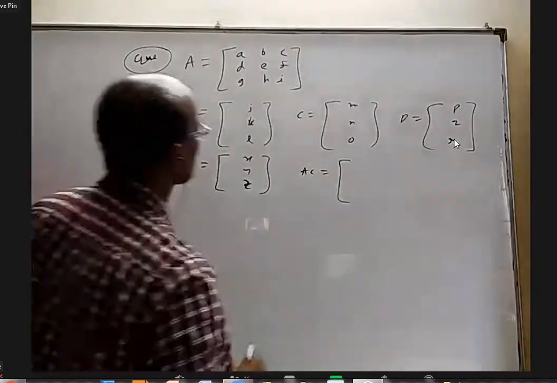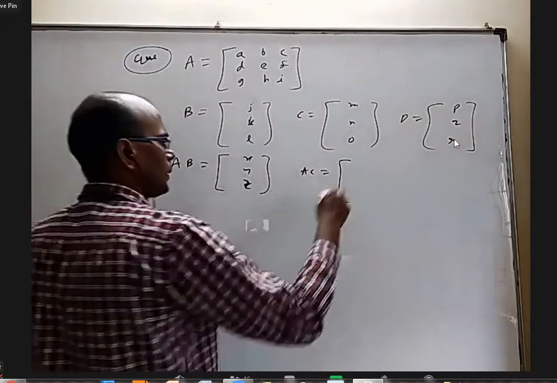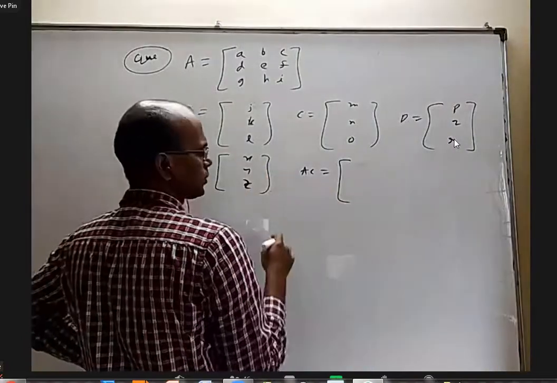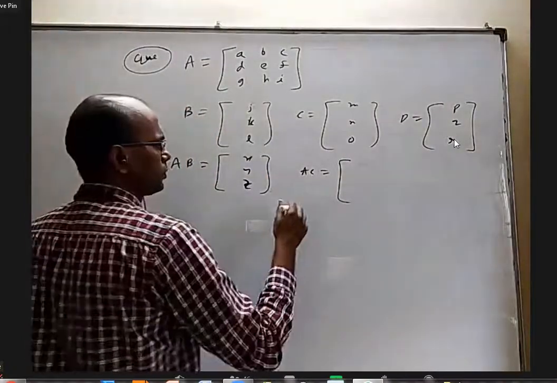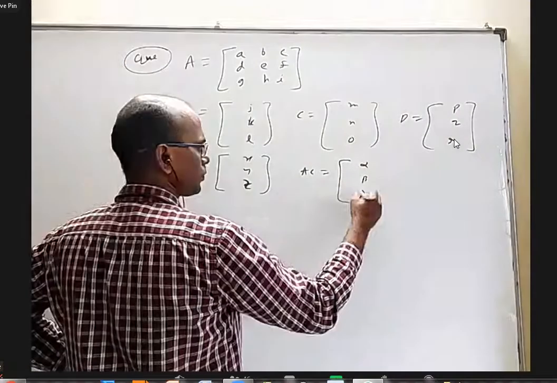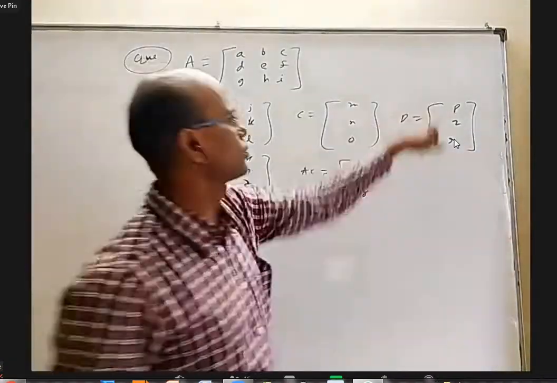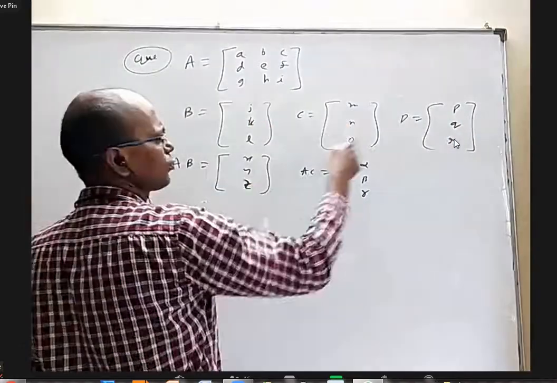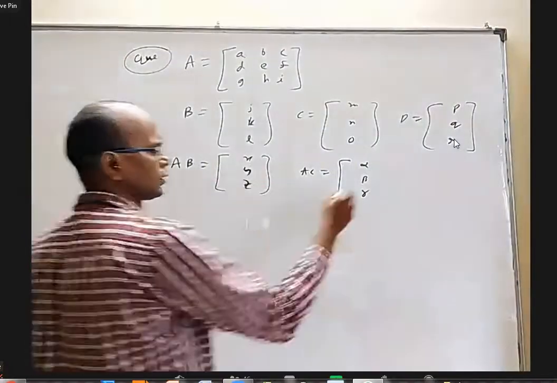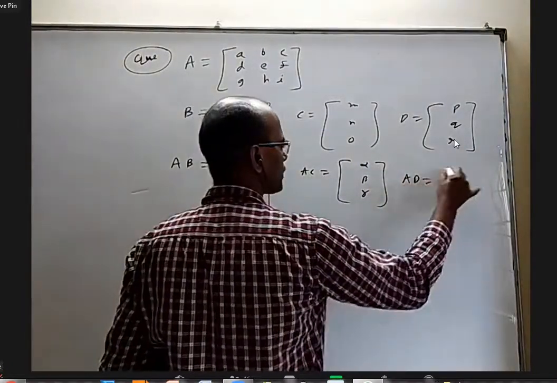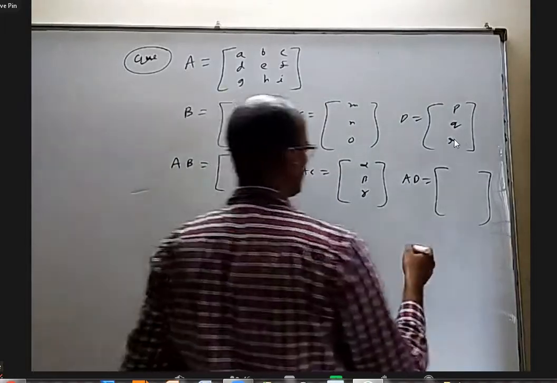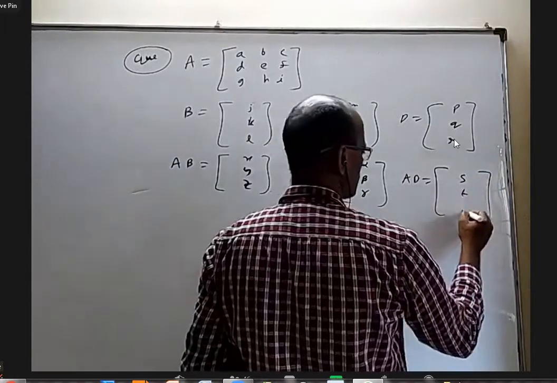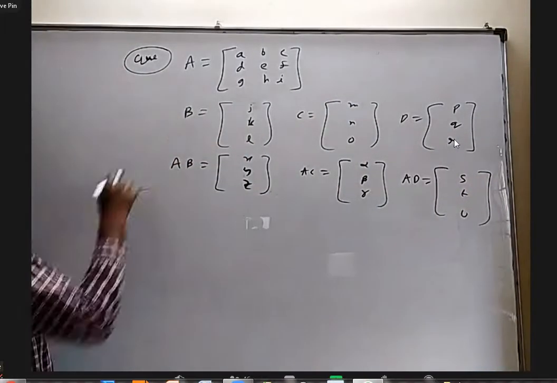AC is equal to, here is already used. So check. This is PQR. J, K, L, M, N, O, PQR. This is X, Y, Z. This is some alpha, beta, gamma, and I want to take AD as some other things, S, T, U, something like that, not a big issue. These are all given to us.